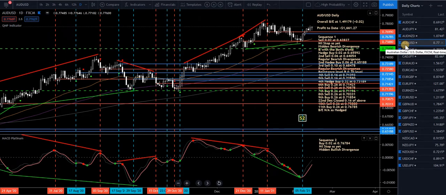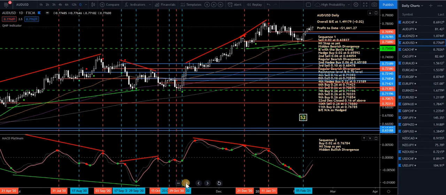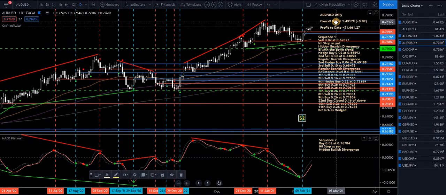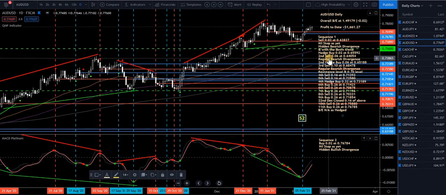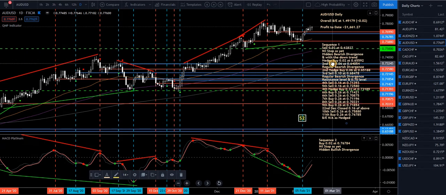Aussie USD, similar to the Aussie Swiss, old sequence from way back here. You can see it. There it is, a long time ago. And this thing's just been going up, and the MACD's been going down. So it's not happening at the moment. Let's have a look where we're at. Plenty of profit on this pair at the moment. That sequence 1 is hedged. As you can see, it's a bit hard to read the notes. There's a lot of trades there.